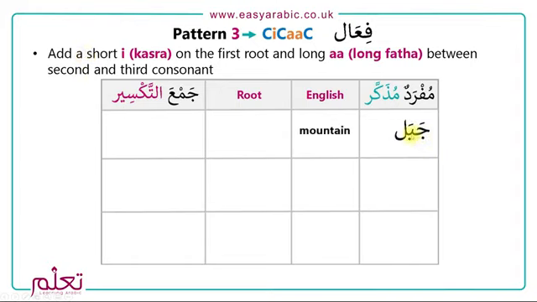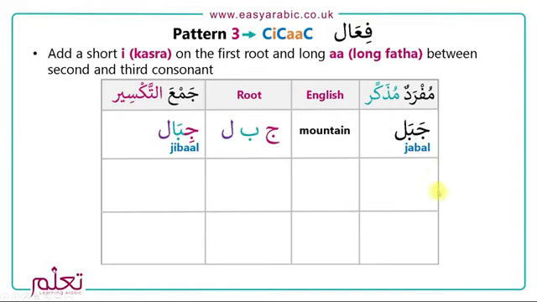We've got jabal, which is mountain, and then we find the root letters, which are jim, ba, and lam. We're going to apply the same rules as above. So we've got the jim with a kasra, ji, then the ba with a fatha, ji-ba, and then we'll put an alif in the middle, and then the lam. So it'll be jibal, jibal.